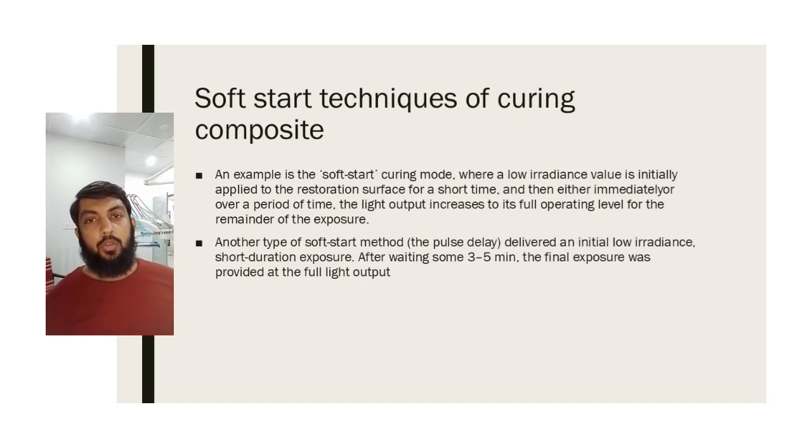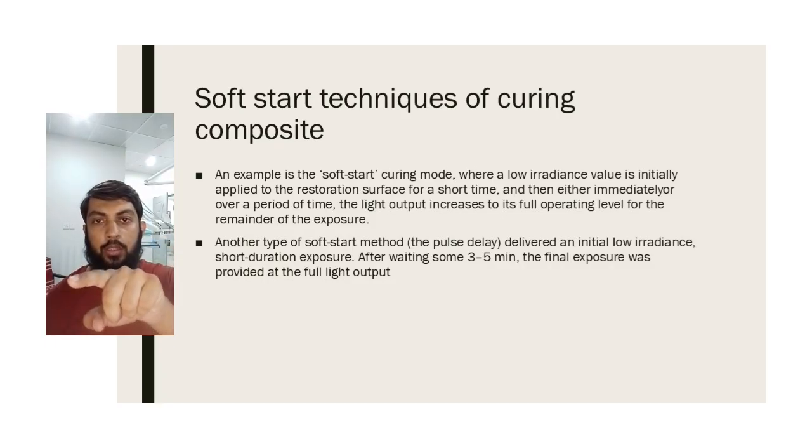Now we always talk about soft start, pulse delay technique and other techniques. Soft start happens in two ways. First, you start curing with low radiance, low power of the light that is delivered to the composite. Then you progressively increase it until the curing time is reached. So it is ramping up of the power.